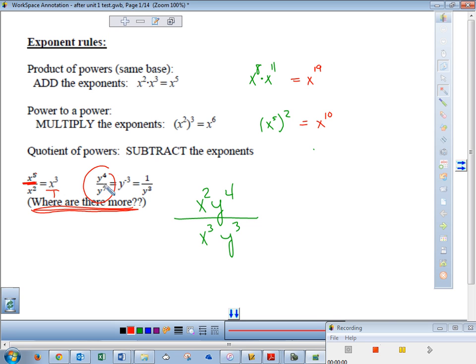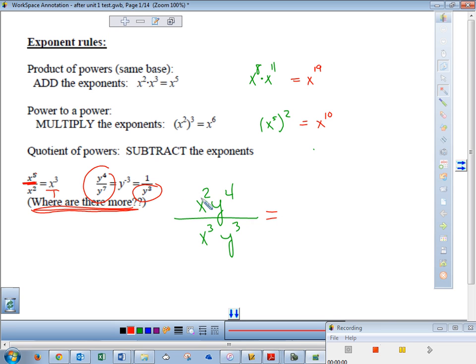Here, y to the 4th over y to the 7th. There are more y's downstairs, so that's why they stay down there. The real rule says subtract, you'd get y to the negative 3rd, but you're not allowed to have negative exponents, which means you should reciprocate the base, and you get this. So just play "where are there more," upstairs or downstairs.